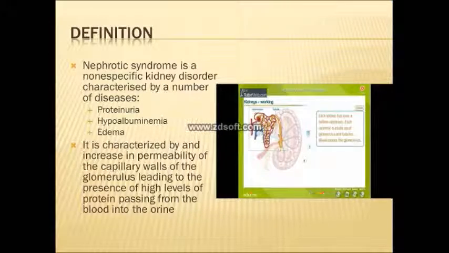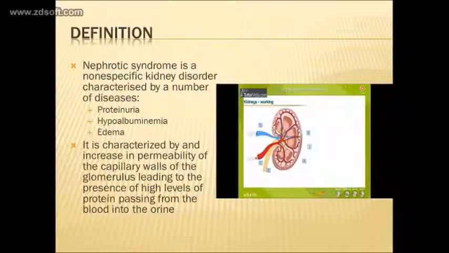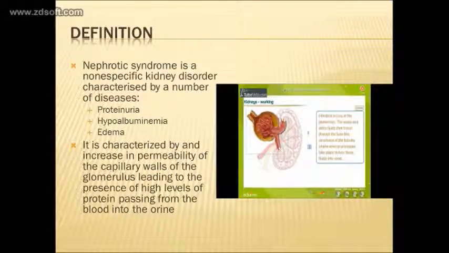Definition. Nephrotic syndrome is a non-specific kidney disorder characterized by a number of findings like proteinuria, hypoalbuminemia, and edema. It is characterized by an increase in permeability of the capillary walls of the glomerulus, leading to high levels of protein passing from the blood into the urine.